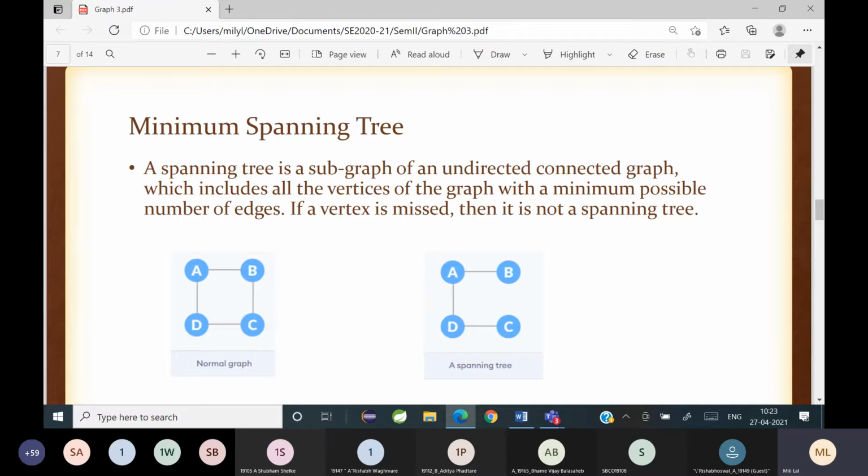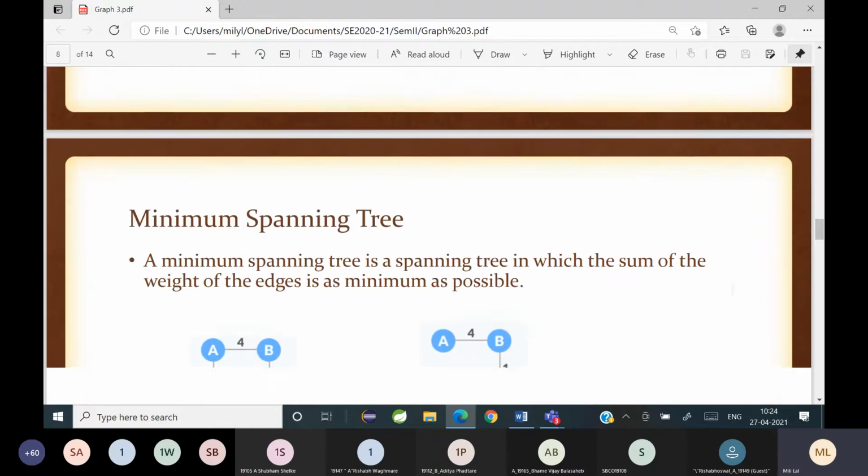So a spanning tree is a subgraph of an undirected connected graph. Undirected means there is no direction in it, which includes all vertices. That is the important point that you have to remember. It includes all the vertices of the graph with the minimum possible number of edges, so that you can reduce the cost. So if a vertex is missing, then it is not a spanning tree. You can see an example here. A, B, C, D, all the vertices have been included. So that is the concept here.